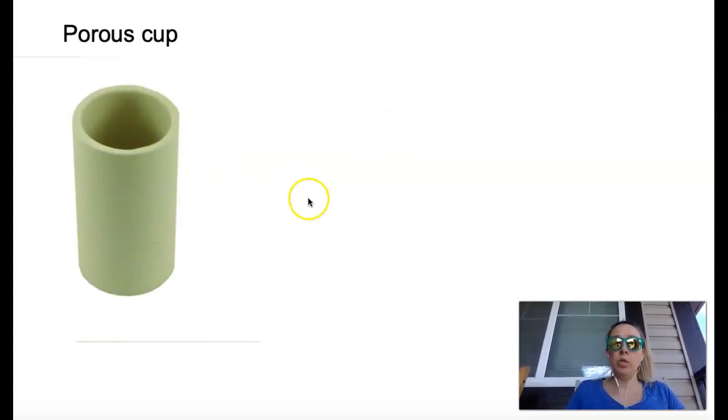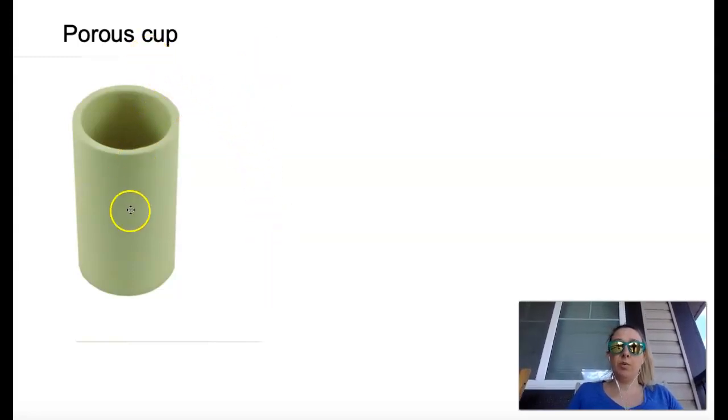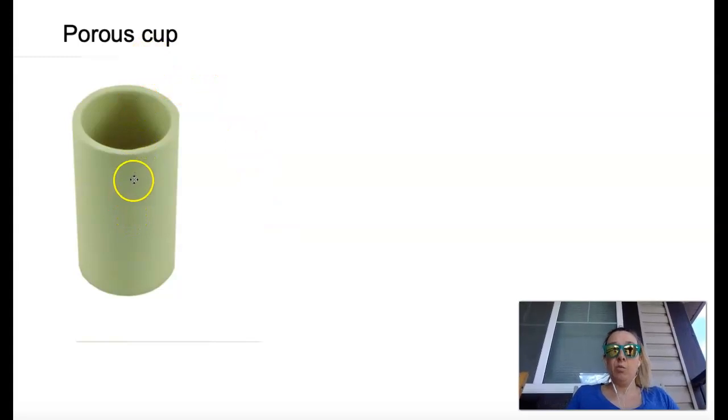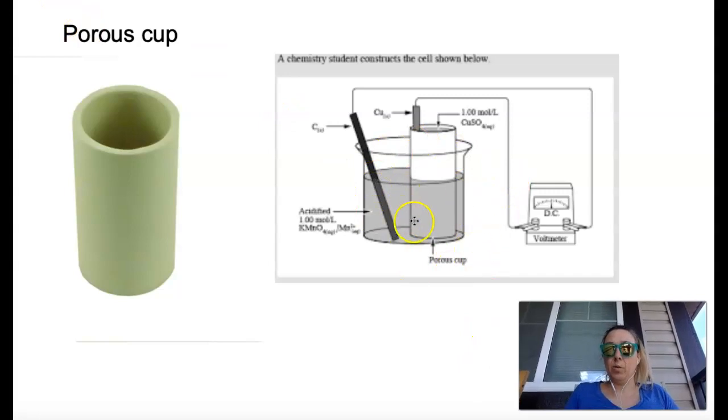So instead of having two separate beakers, you're going to have one beaker, which you put your solution in, but then instead of the second beaker, you use the porous cup. You pour the second solution into the porous cup. You would then put your electrode into the one beaker, and put the other electrode into the porous cup. You then take this porous cup and stick it into the beaker. So when we use a porous cup, it's going to look like this.